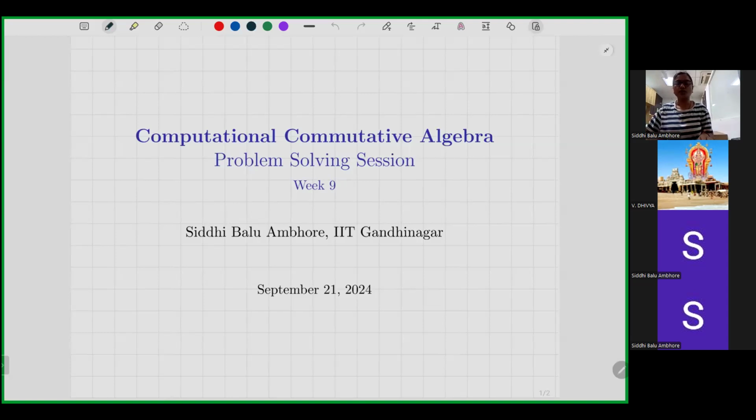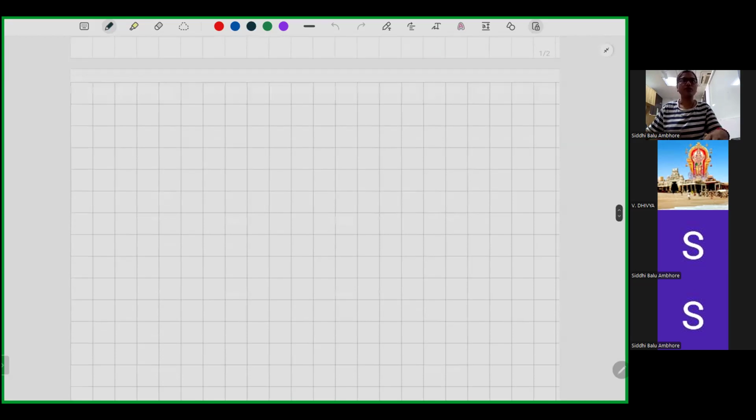I am Siddhi Balu Ambore from IIT Gandhinagar, and today we will discuss problems related to the syllabus from week 9. That is, problems related to the degree of the Hilbert-Samuel polynomial, the dimension of Noetherian local rings, the dimension of polynomial rings, and algebras over a field. So let us start with our first question.